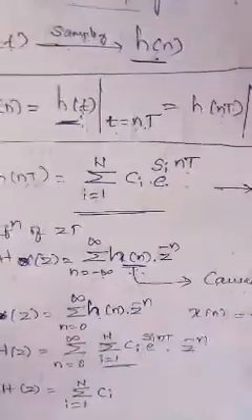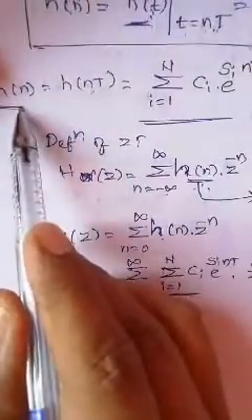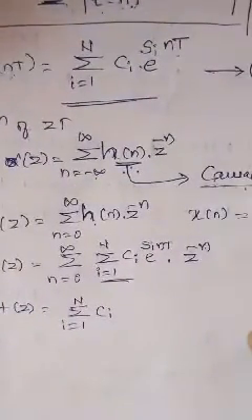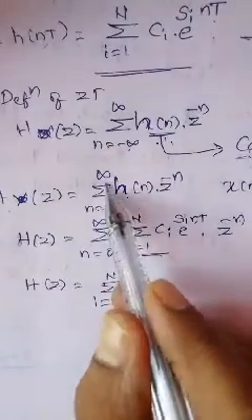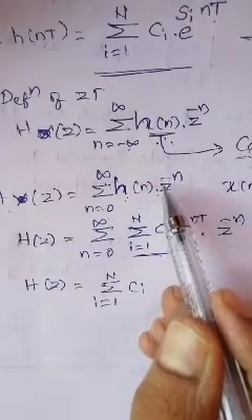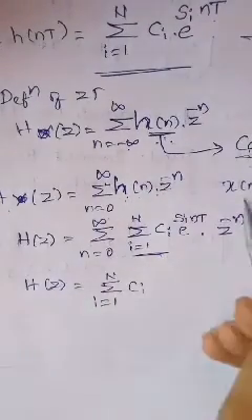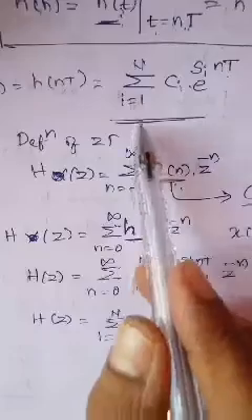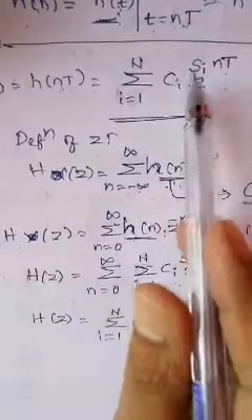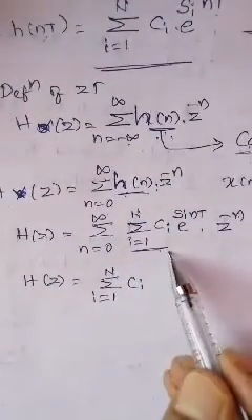Let us make use of the definition of the Z transform. We are finding the Z transform of the impulse response h(n). If h(n) is a causal sequence, then we can write H(z) equal to the summation over n from 0 to infinity of h(n) z to the power minus n. Causal sequence means it has positive values. Let us substitute h(n) here: h(n) equals the summation over i from 1 to N of Ci e to the power Si nT. Same thing I substituted.